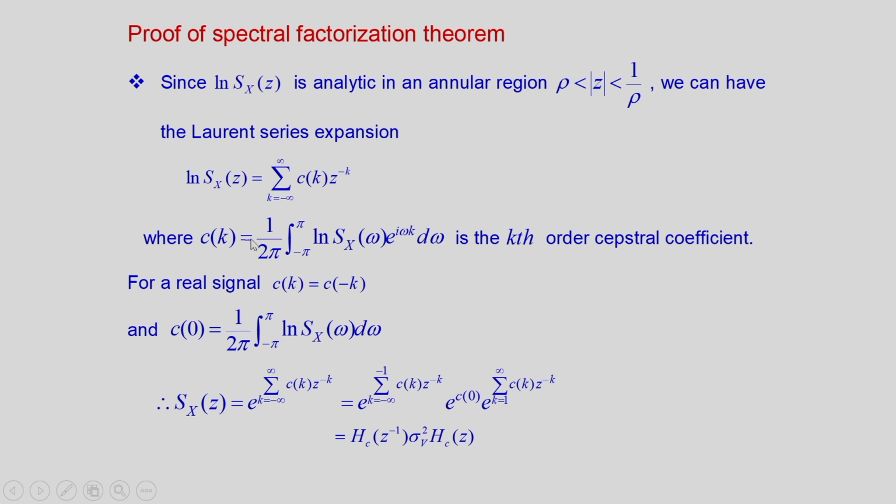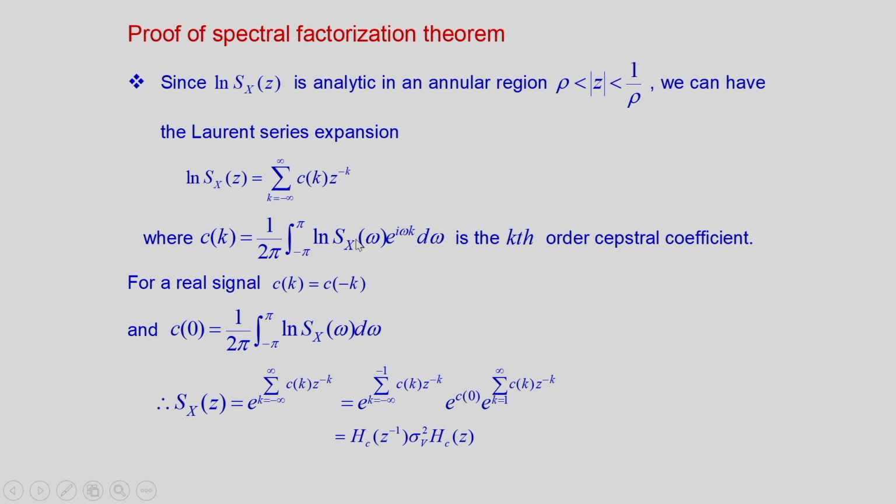Now, how do I get Ck? Ck is 1 by 2 pi integration from minus pi to pi of log of Sx(omega) e to the power j omega k d omega. So, this is the expression for Ck. In fact, this is the Fourier series expansion. From that we get the Fourier coefficients like this, and this coefficient is known as the kth order cepstral coefficient. It has an important role in speech signal processing.